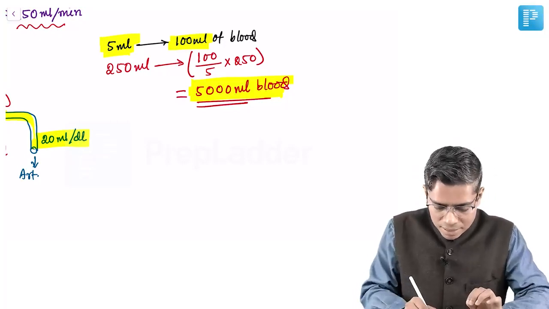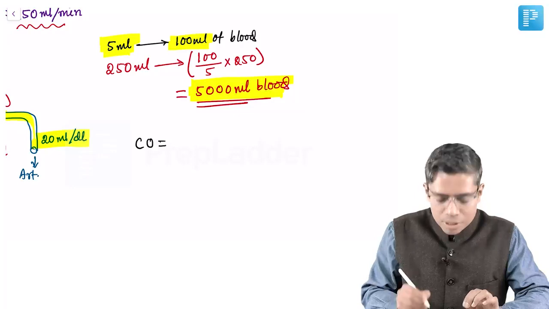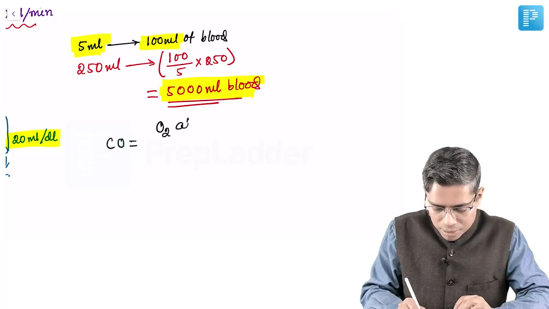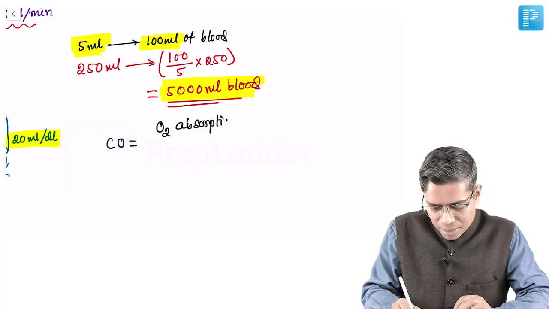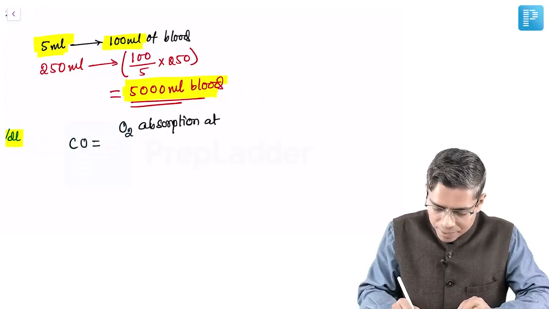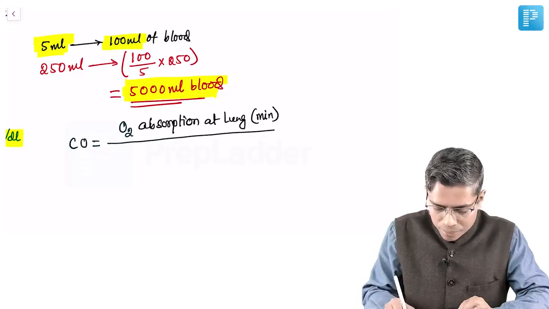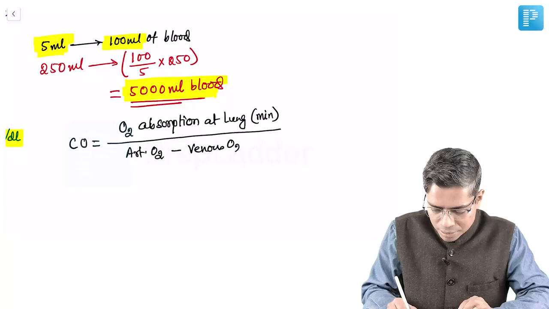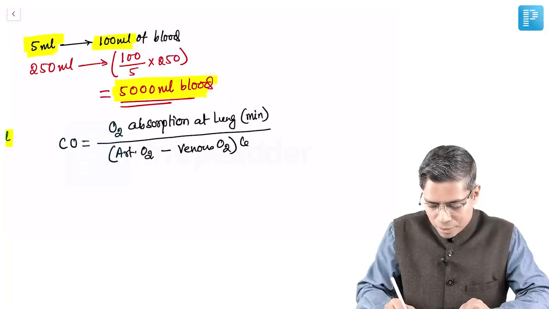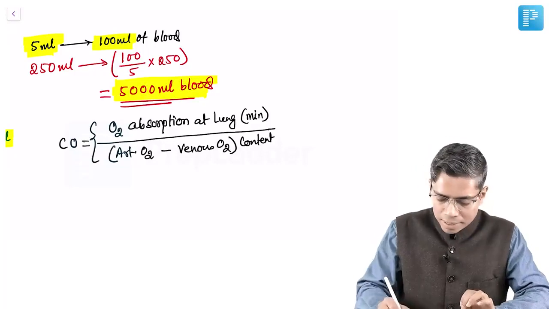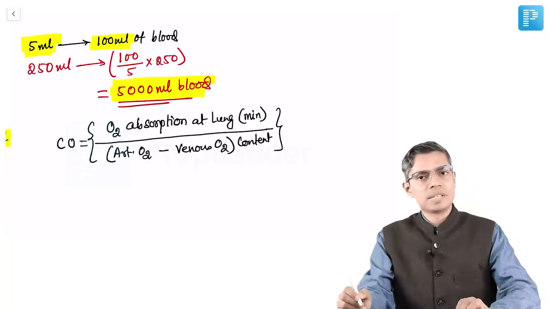That's why it is said that according to Fick's principle, cardiac output is equal to oxygen absorption or consumption at the level of lung in 1 minute, divided by your arterial oxygen content minus venous oxygen content difference. This way you can calculate the cardiac output by Fick's principle, right?